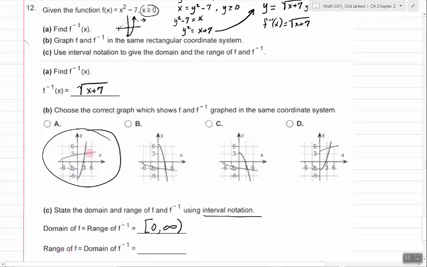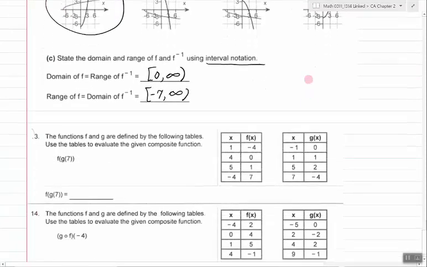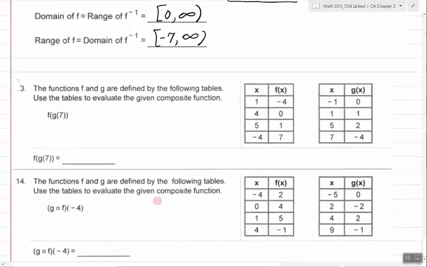Now let's take a look at the range of f. All right, this one is f. Its range is from -7 to positive infinity. Let's see about the domain of the inverse. That's this one. Its x's are from -7 to positive infinity. Okay? Now, these last two have you thinking about inverses, possible inverses, with ordered pairs.